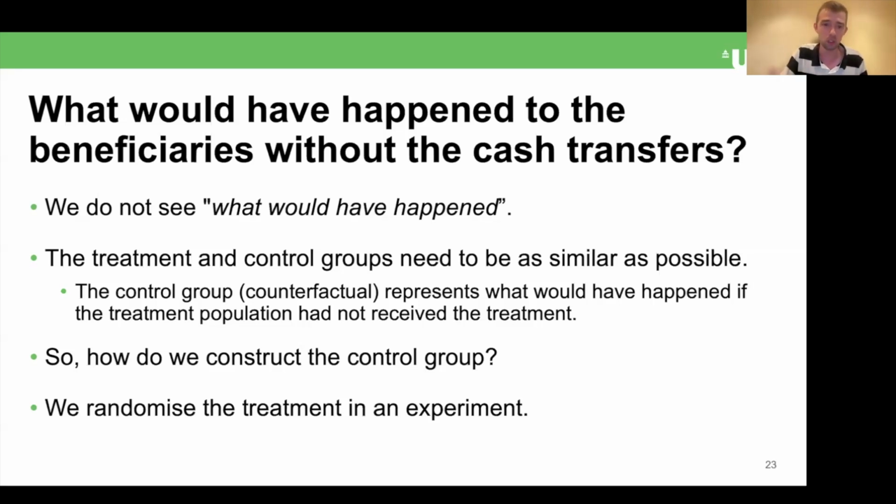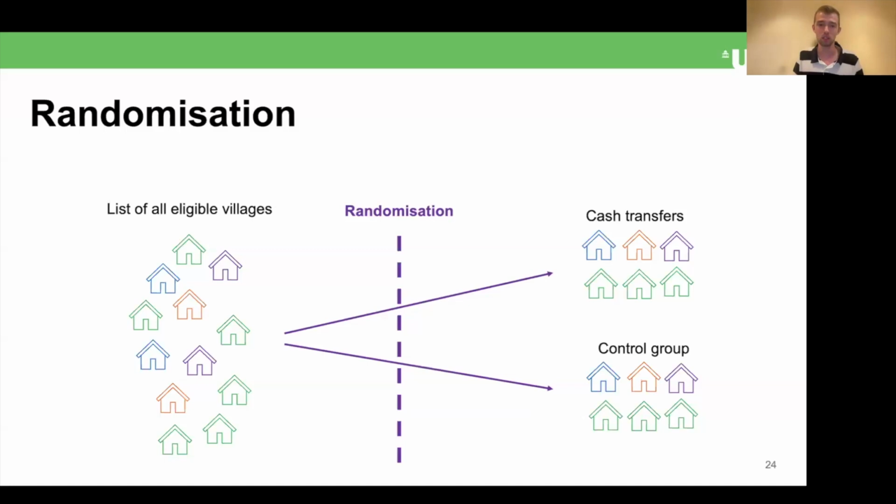Okay, so we do not see what would have happened. We need a treatment group and control group that are as similar as possible. So how do we do this? Now we do this by randomizing. Okay, and I have here a quick slide on that.